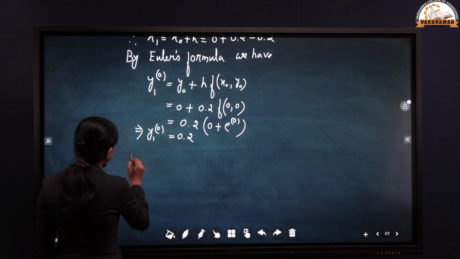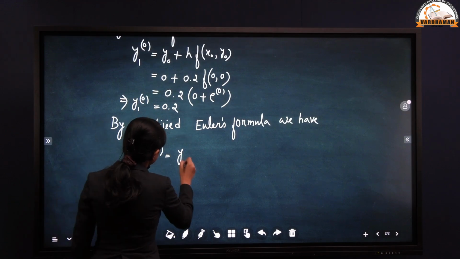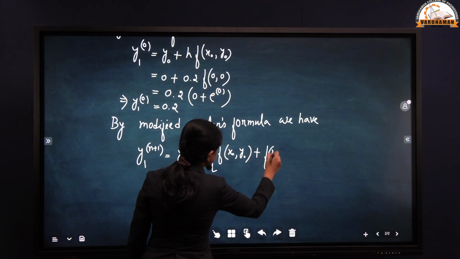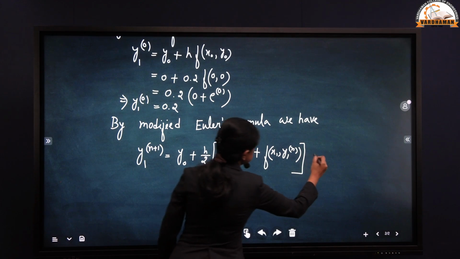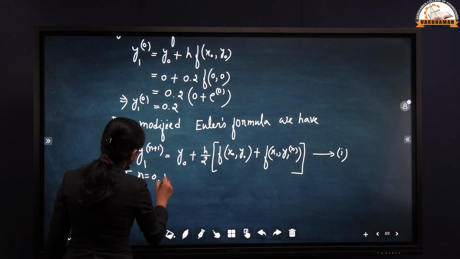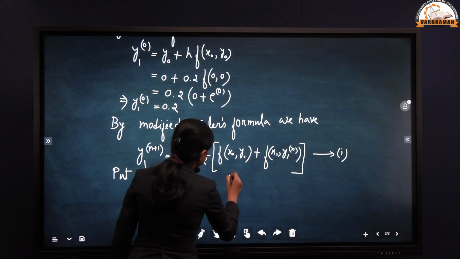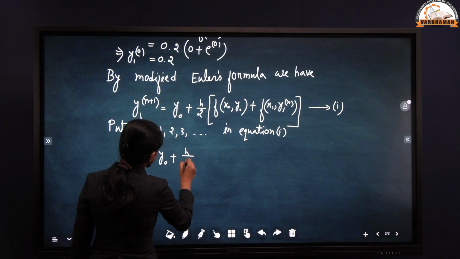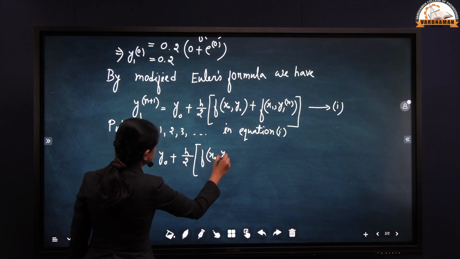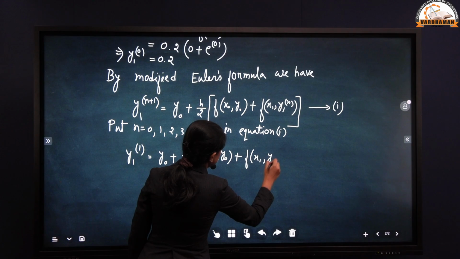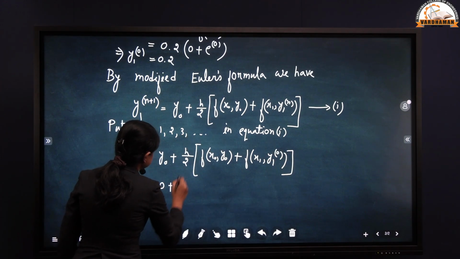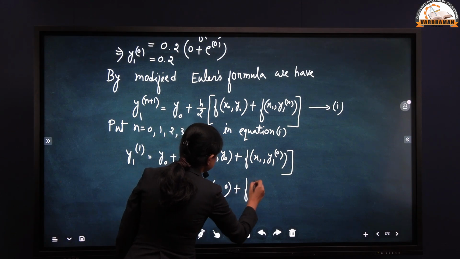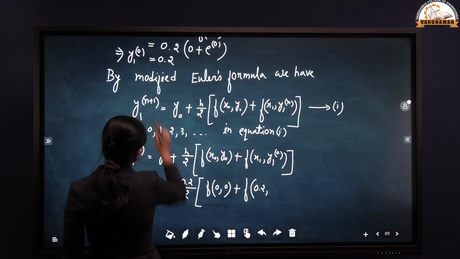Now by modified Euler's formula, we have y1 n plus 1 equal to y naught plus h by 2 f of x naught comma y naught plus f of x1 y1 n, which is equation number 1. Put n equal to 0, 1, 2, 3 and so on in equation 1. y1 1 is equal to y naught plus h by 2 f of x naught comma y naught plus f of x1 comma y1 0. y naught is 0 plus h is 0.2 by 2. f of x naught is 0, y naught is 0 plus f of x1 is 0.2, y1 0 is 0.2.